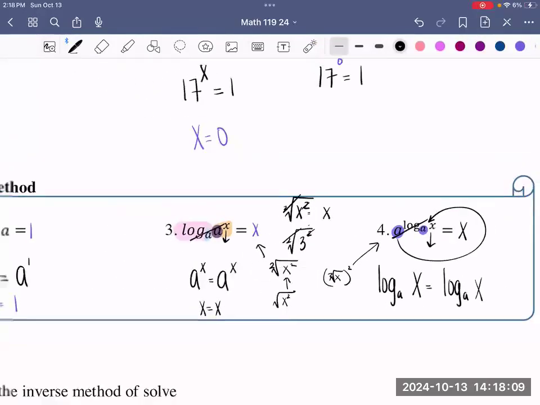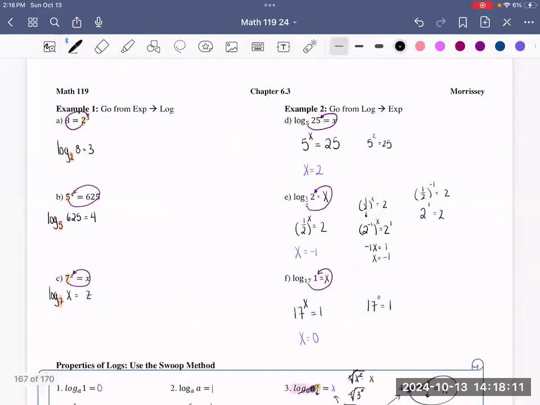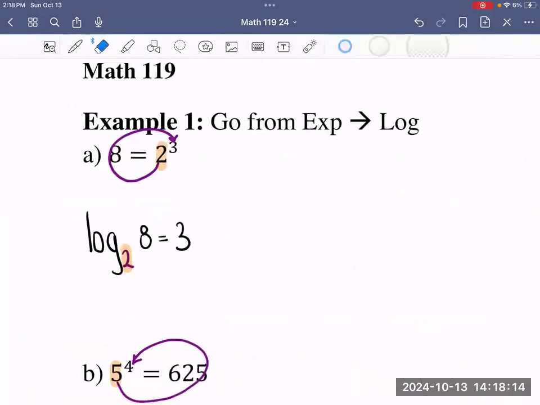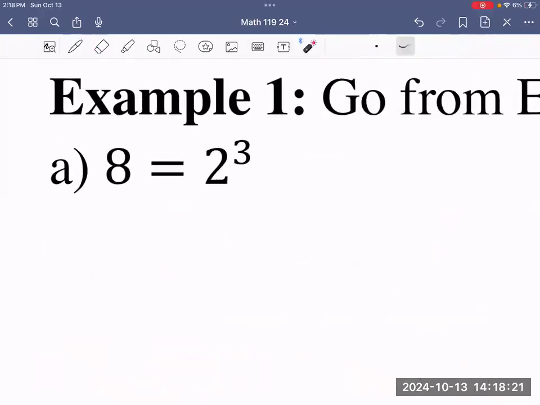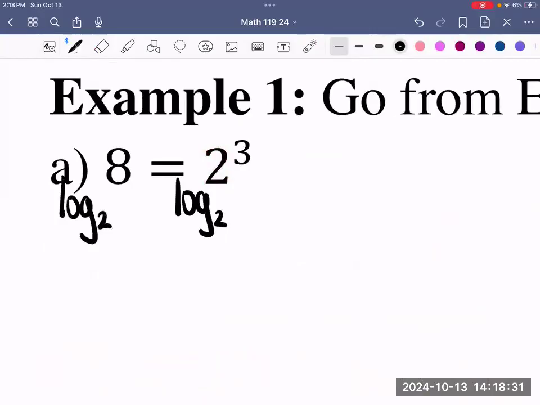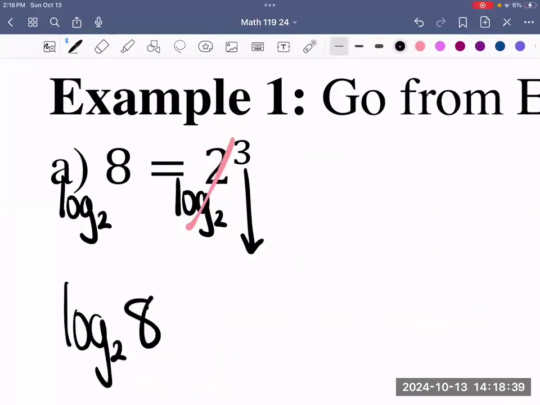So if we wanted to write the following from the above, we wouldn't have to use your swoop method. So if I were to erase really quickly over here, this first one, right? As long as I knew that my base here was 2, I could rewrite it. So it just says log base 2. What I do to one side, I do on the other side, log base 2. I allow this to cancel and 3 drops. So we have log base 2 of 8 is equal to 3, which is exactly what we got from before.